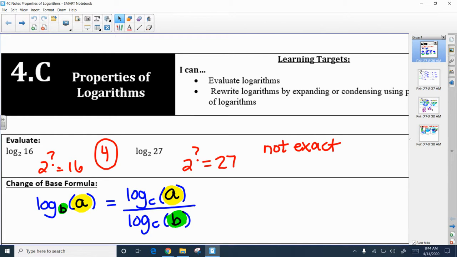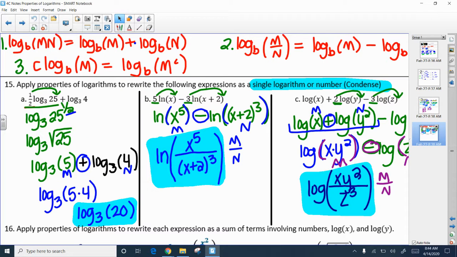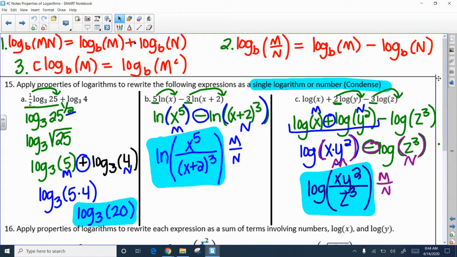For the past couple days, we used the properties of logarithms to expand and condense. Yesterday, we focused on condensing, which means rewrite the expression into a single logarithm. So, condense means make smaller. And today we're going to be expanding, so that's going to mean make the expressions bigger. They're going to be written as one logarithm, and we are rewriting it with multiple logarithms. So we're still using these same three properties here.